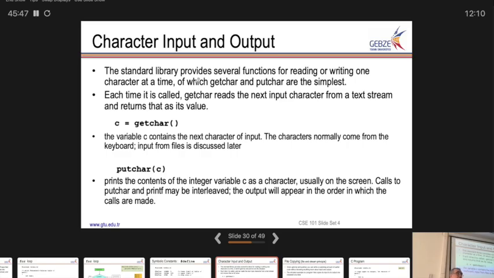Getchar works by returning a value. So the usage is c = getchar. That means c takes a character from input. c becomes the input. Putchar writes out the character.